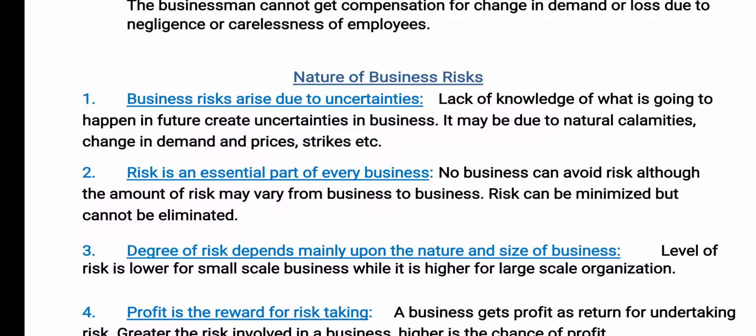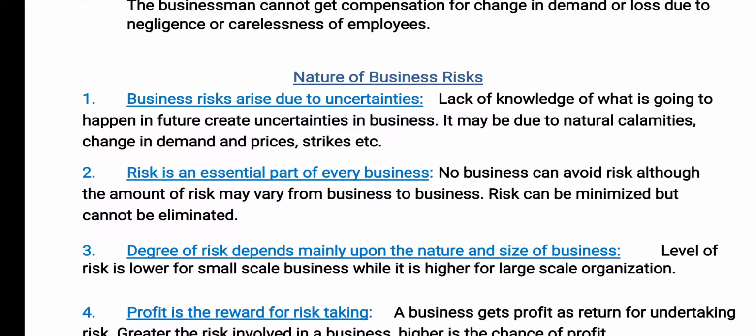Second, risk is an essential part of every business. Likewise, I told you when I was telling you the meaning of business risk, that risk is a very important part of a business. You can't remove business and risk. Business and risk move together.